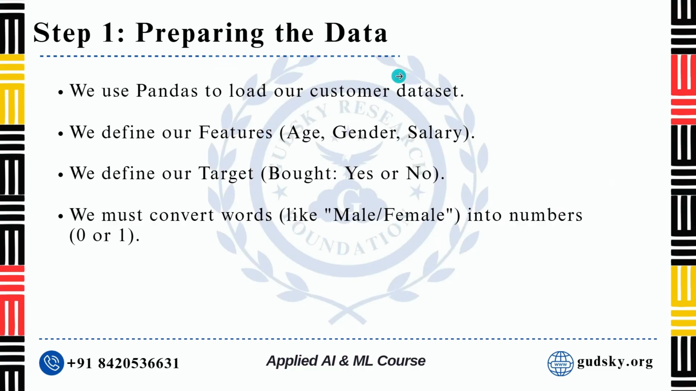Here we start, prepare the data. In our code, we start by loading our data into a pandas data frame. We tell the computer which columns are our features, the clues, and which column is our target, the answer we want to predict. We also make sure categorical data, like the categories such as gender, are turned into numbers so math can run easily. So before moving forward, let's get to our coding section and start coding side by side.